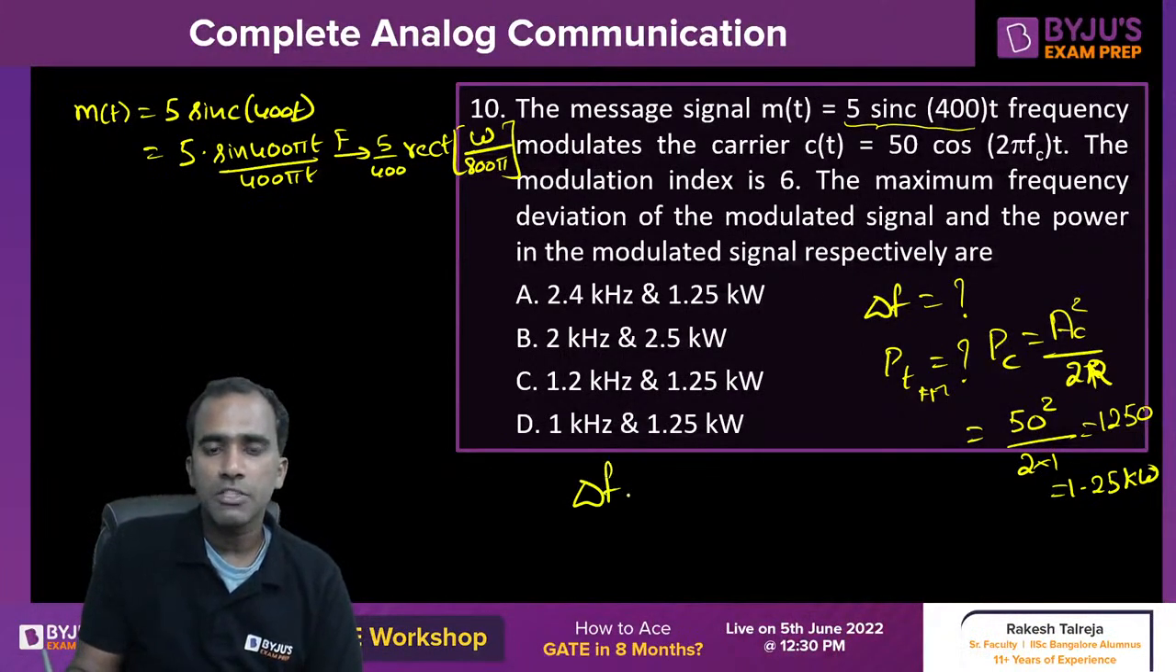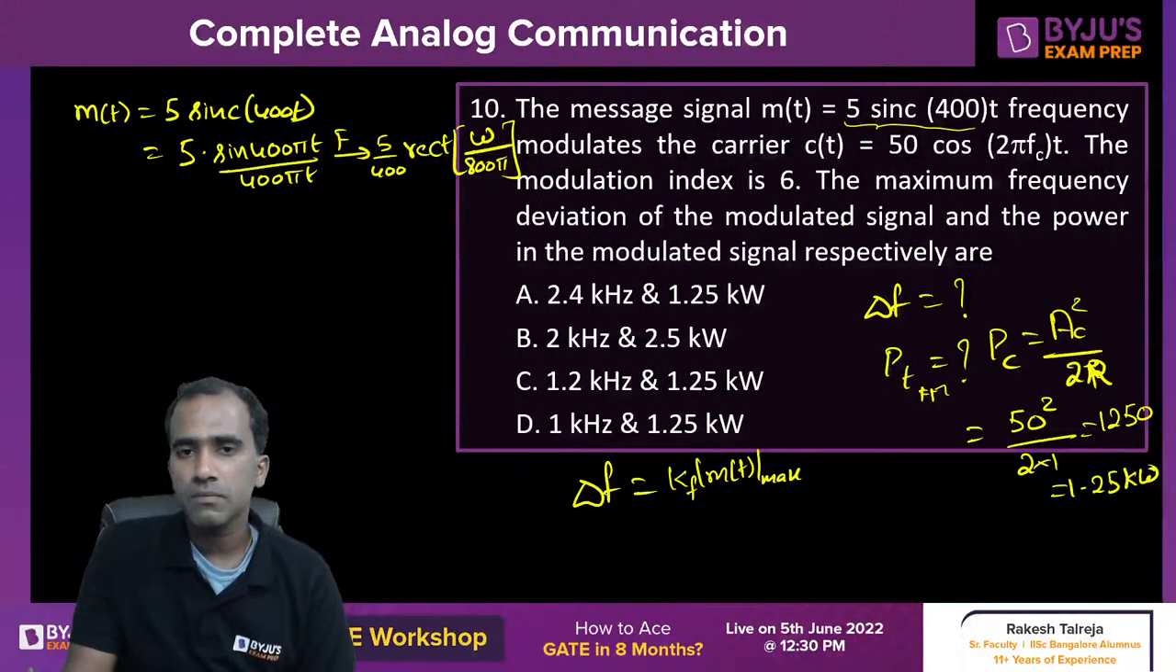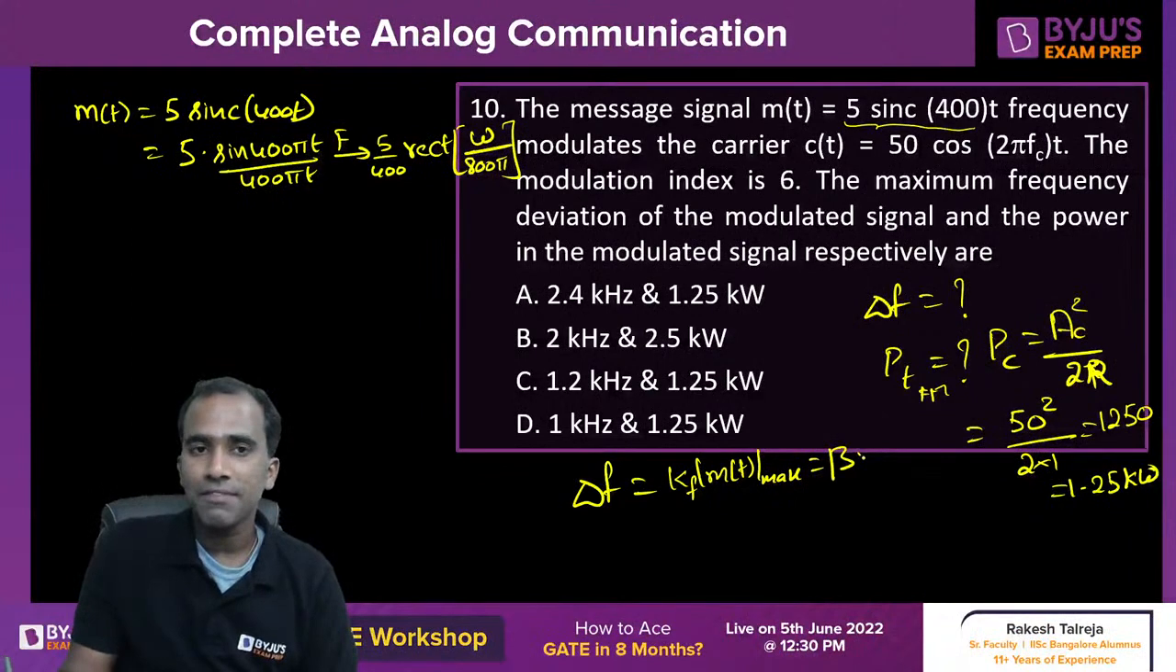Maximum frequency deviation of the modulated signal, del f, is equal to kf into am, is one formula. Kf into mod m of t maximum is one thing. But kf is not given in the question. Kf is not given. So that's why let's use the other one. It is beta times fm.